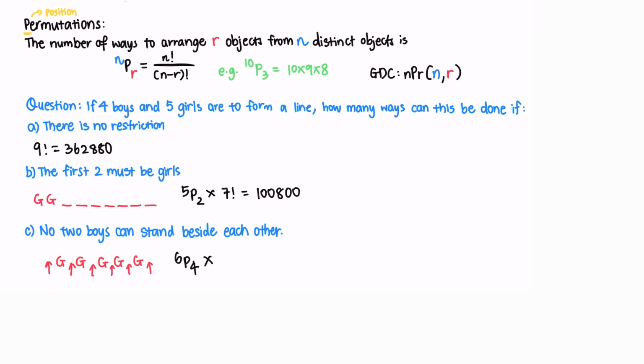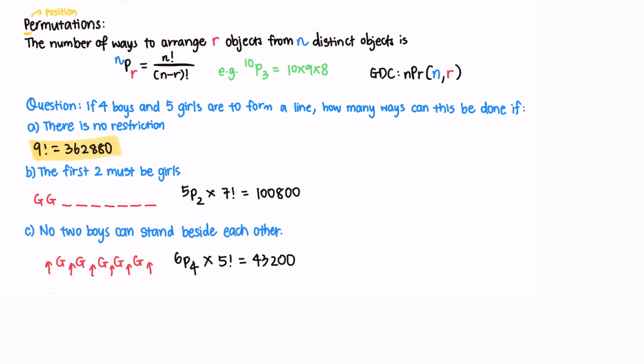So 6p4 is just for the boys, but for the girls, we are just rearranging the 5 girls into the 5 different spaces, which is 1, 2, 3, 4, and 5. And since we're rearranging the girls, the 5 girls is just times 5 factorial, which we will get 43,200. Let's take a recap.